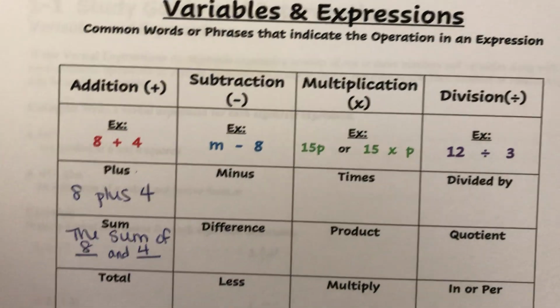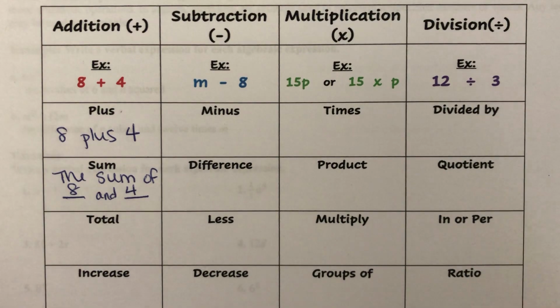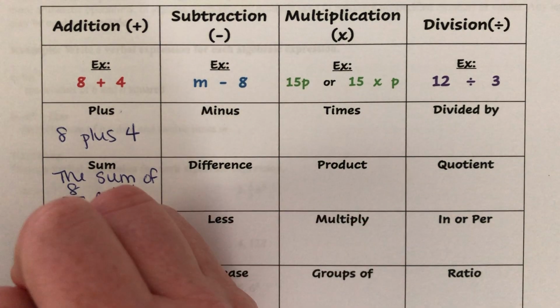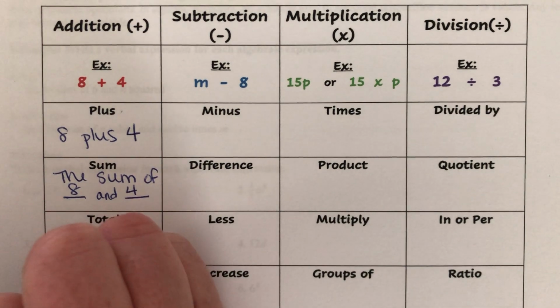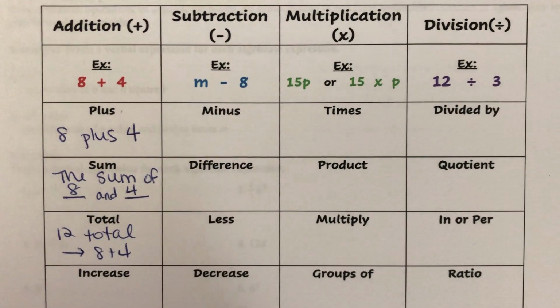Okay, then I could say total. So you could say there's a total of 12. If I said there's a total of 12, that means if I had 8 in one hand and 4 in the other, I had to add them up. So if you see the word total, 12 total, like that, it means I had to add 8 plus 4.